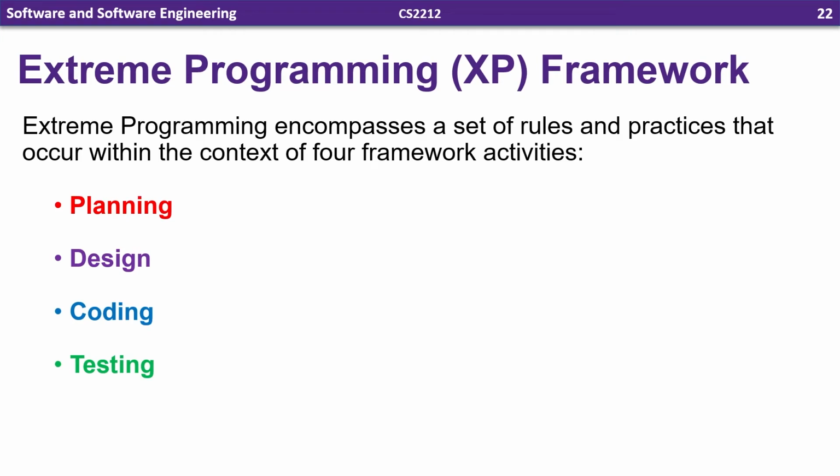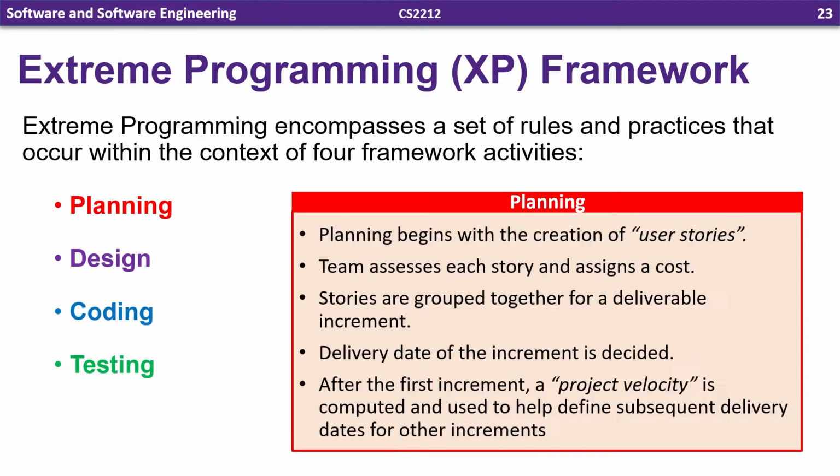So the next method we're going to look at is called extreme programming, or XP. Extreme programming encompasses a set of rules and practices that occur within the context of 4 framework activities. So this one focuses on 4 activities rather than the 5 generic ones we saw before. Those are planning, design, coding, and testing.